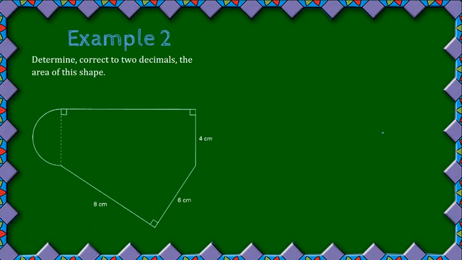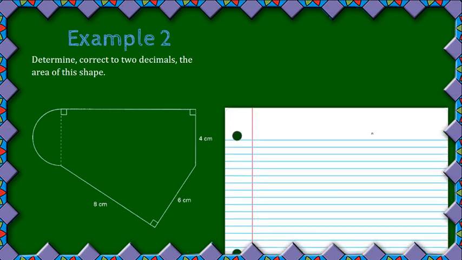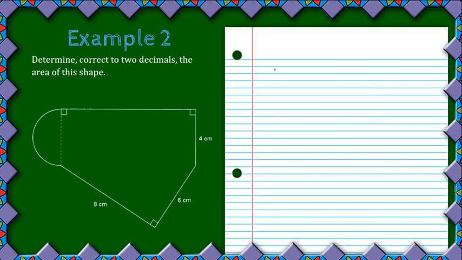For example 2, determine, correct to 2 decimal places, the area of the shape. Now in this case we've got a bit of a complex shape. If we have a shape like this, we always break it up into simpler shapes. Complex shapes can consist of circles or triangles or rectangles. So we always try to break them up into their different shapes. If I construct a line over here, then I can name my shapes: A will be a rectangle, B will be a triangle, and C is a semicircle.